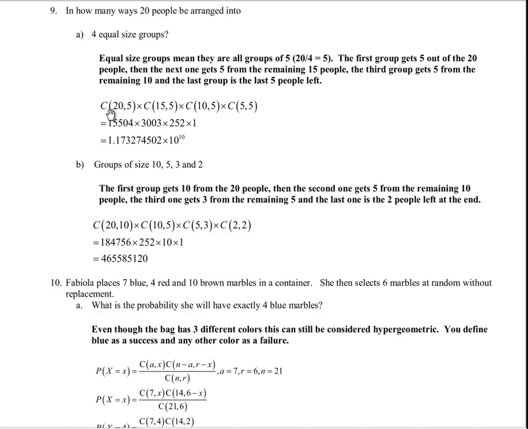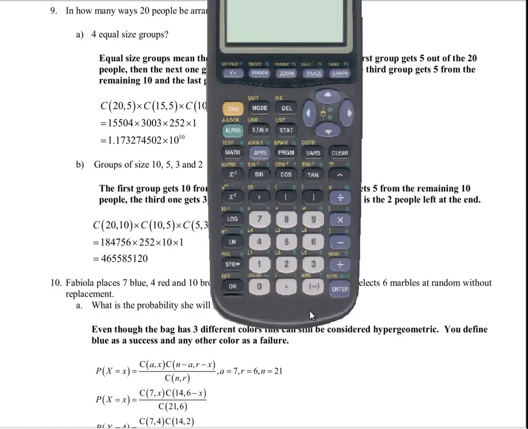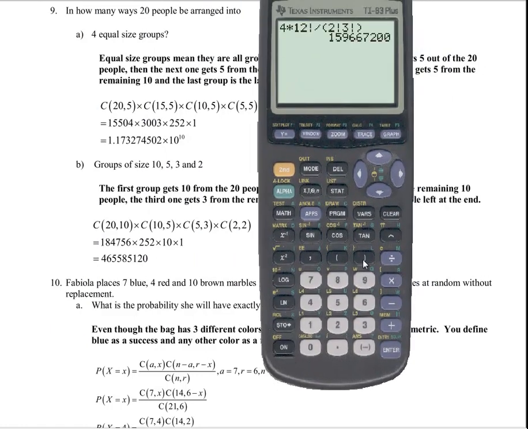So the first group could be chosen in 20 choose 5 ways, times, then for the next one there's only 15 people left to choose from because 5 are already in the first group. So times 15 choose 5 for the second, times, now there's only 10 people left for the third group, so 10 choose 5 times, and then 5 choose 5 for the last one. So if we evaluate those combinations, you may have a calculator that will allow you to do the combinations directly rather than using the factorial.